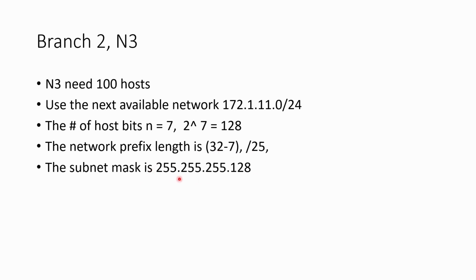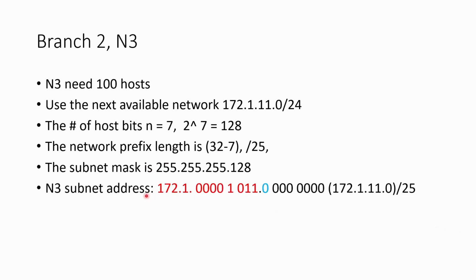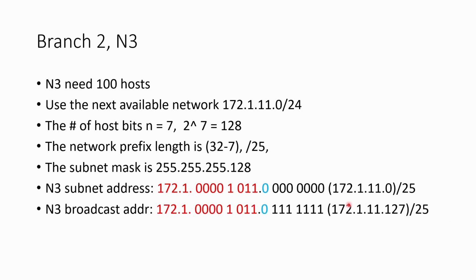In formal subnet mask, 255.255.255.128. Here is the subnet address for N3. That is 172.1.11.0/25. So the range is when the 7 host bits takes all ones. That is the 127. Now we finished branch 2.